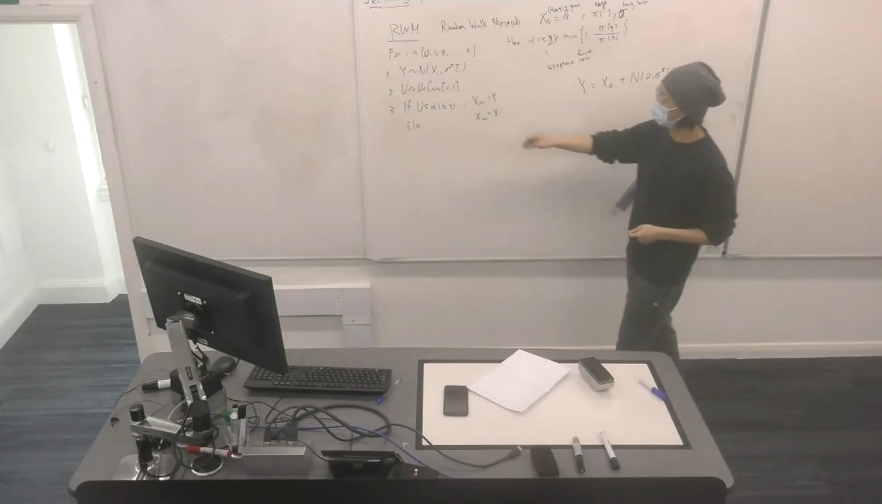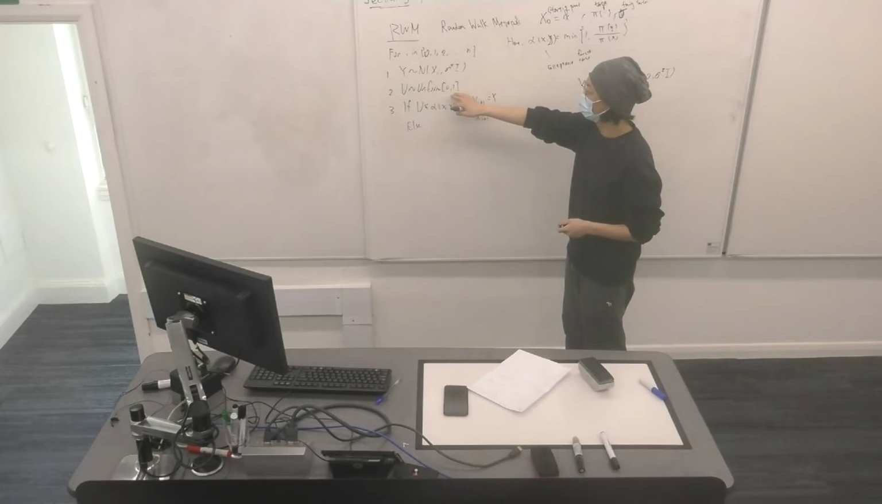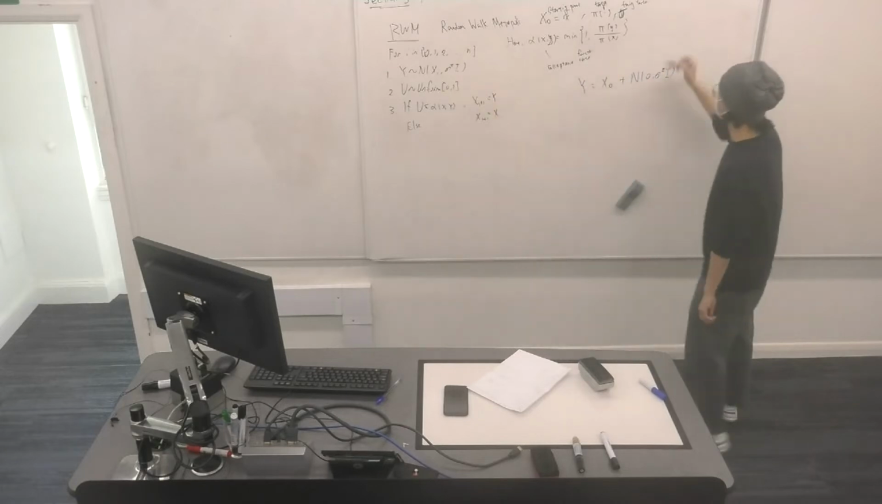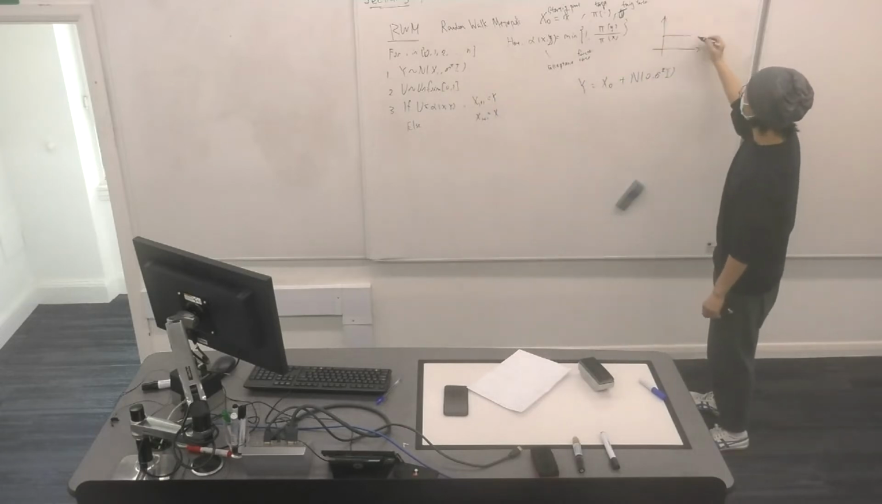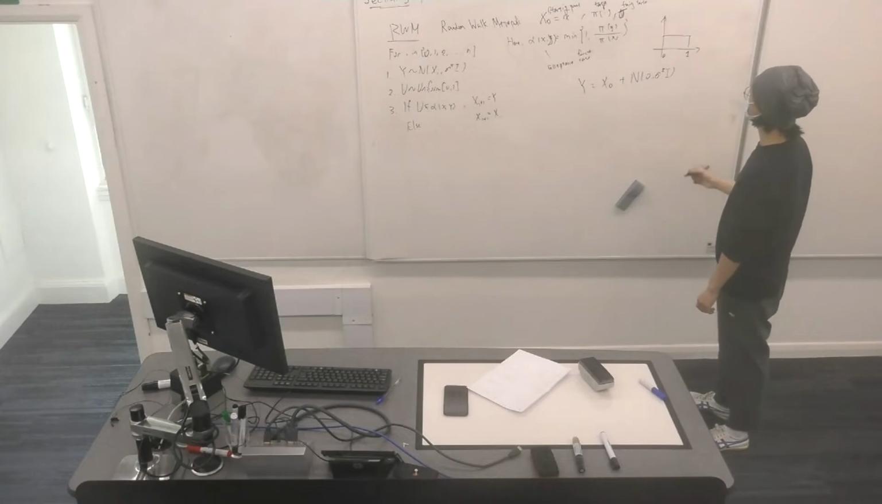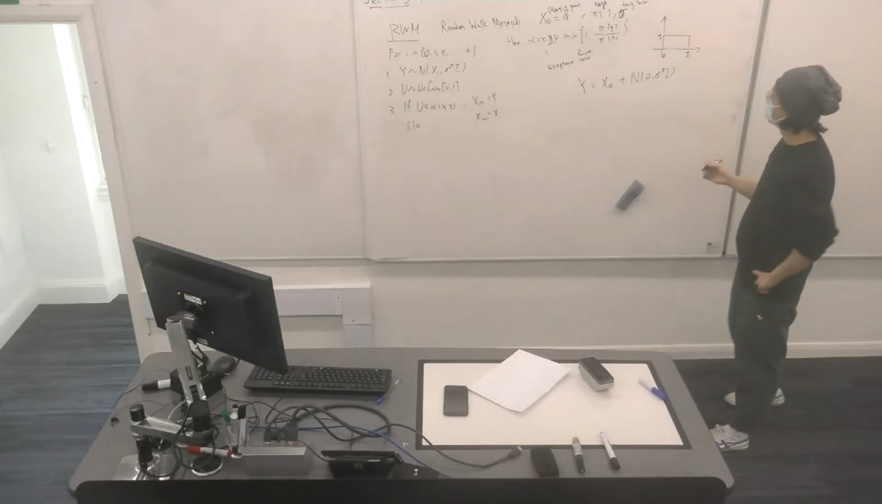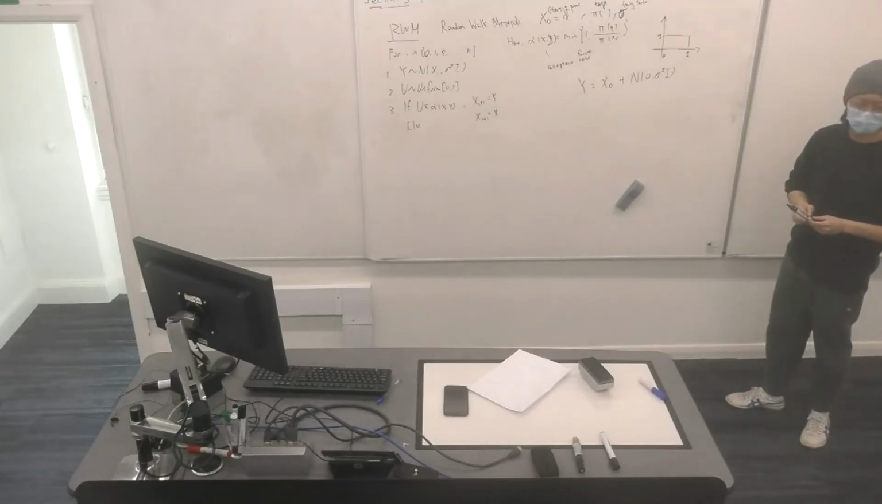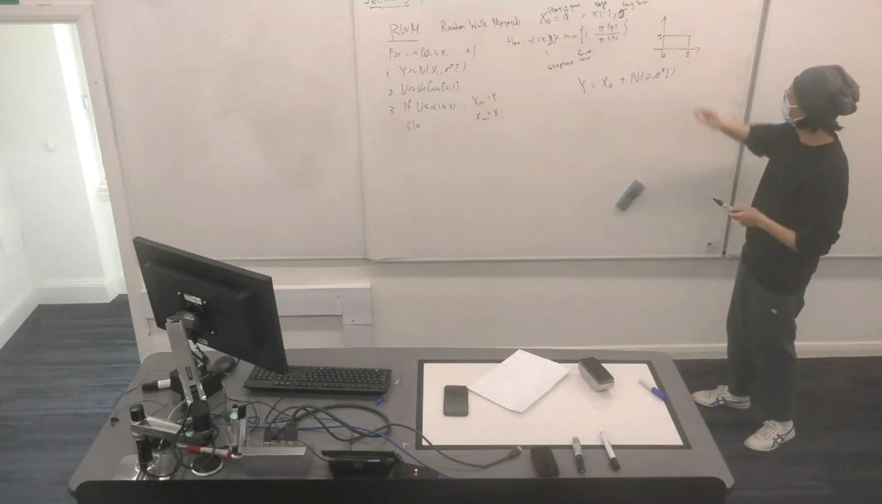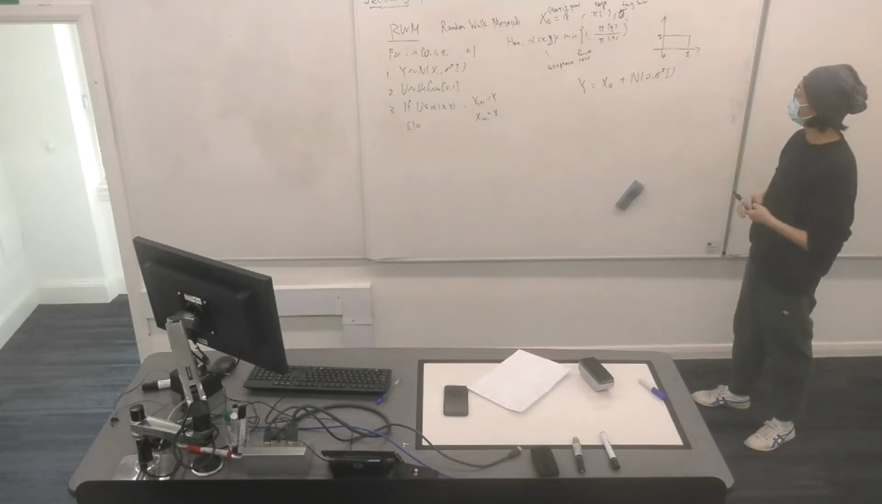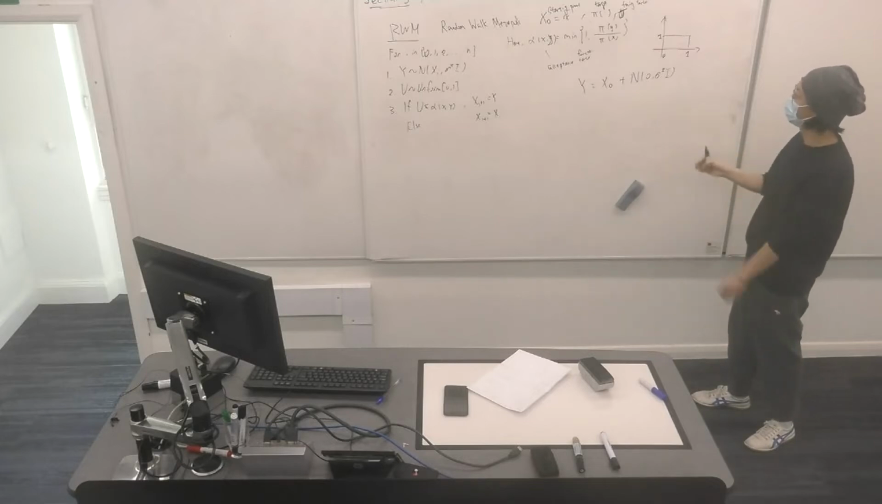Now, step 2, we sample another value from uniform 0, 1. Essentially, uniform 0, 1 means we have an equal chance of getting any particular value between 0 and 1.